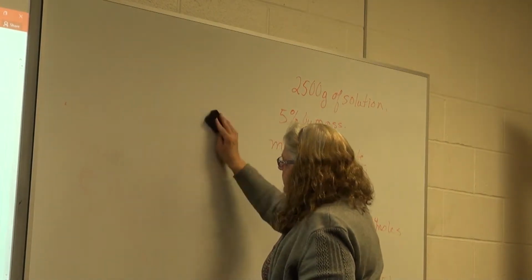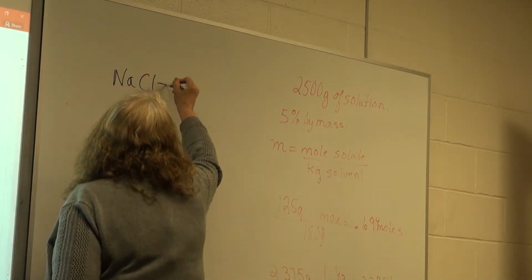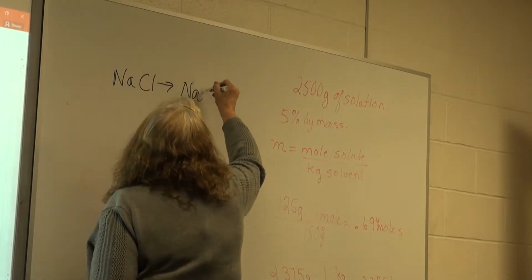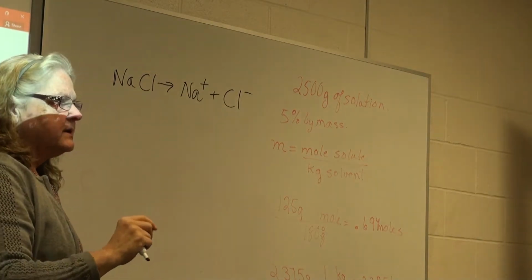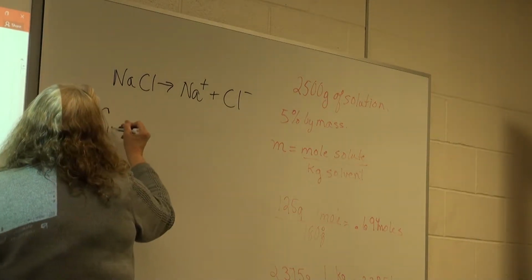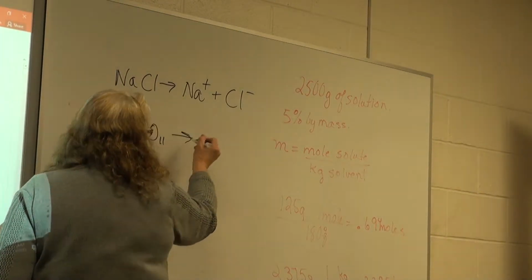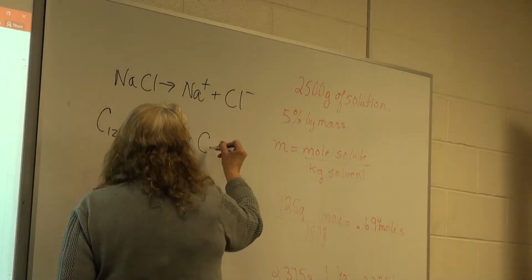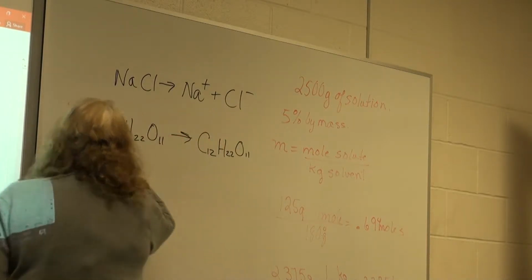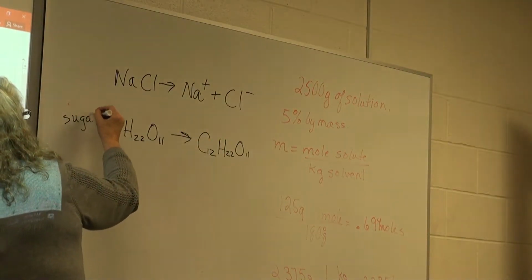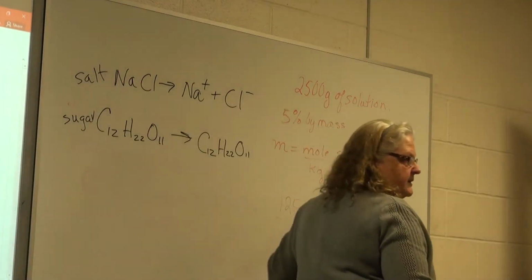Sodium chloride is an ionic compound, so when I put that in water, it breaks apart into 2 pieces, okay? So you started with these 2 things. When I put this in water, it doesn't break apart, the sugar stays together. This is my sugar, and this is my salt. So this one stays together, all right?